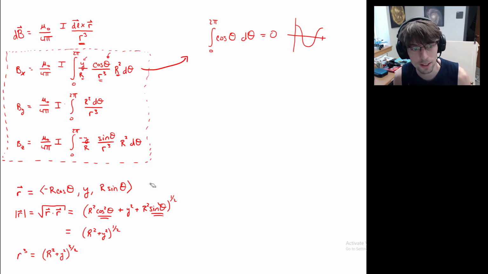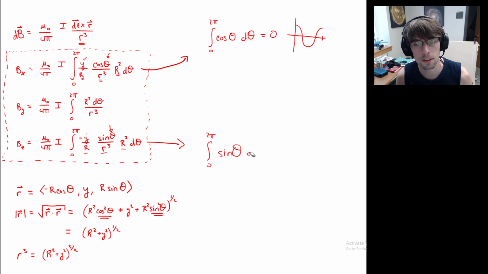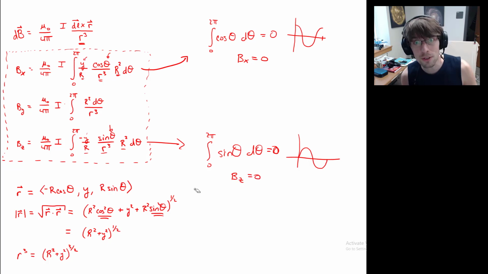It's 0. How about this one? Right down here. Constant, constant, constant, constant. The only thing that you have to integrate is sine of theta, so from 0 to 2 pi of sine of theta d theta. Again, this one I can actually draw. The area beneath the curve is 0. One full cycle, area beneath the curve is 0. Which means the x component of the magnetic field is 0. The y or z component of the magnetic field is also 0.